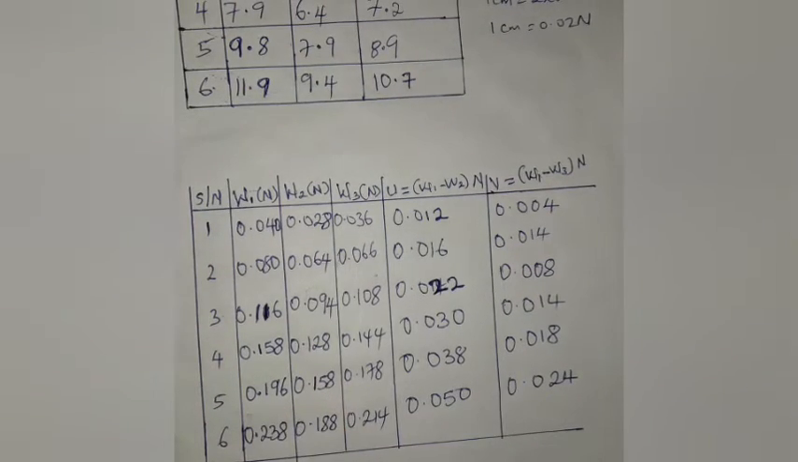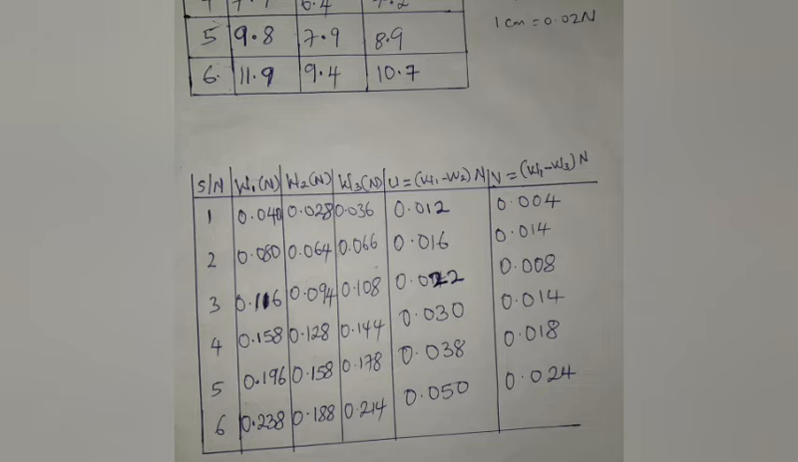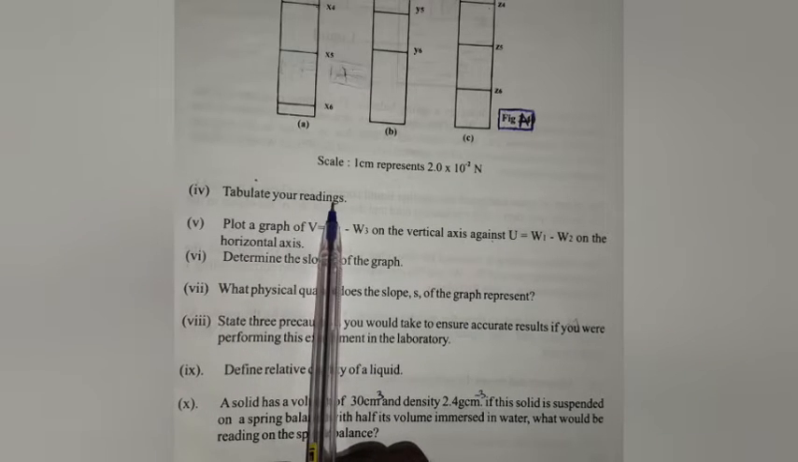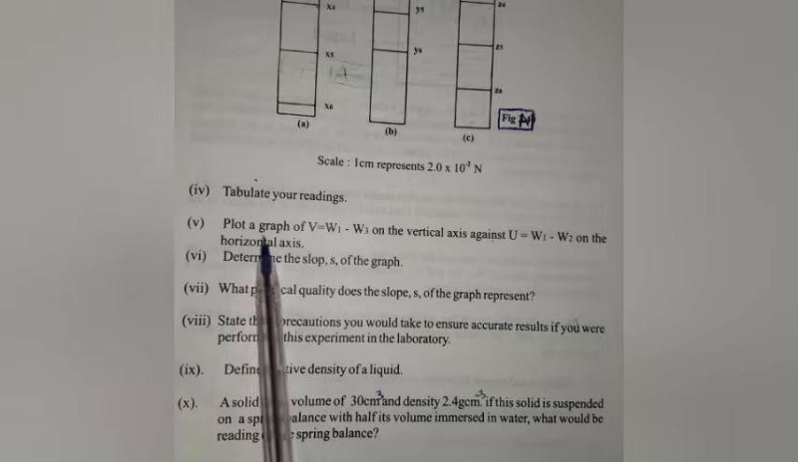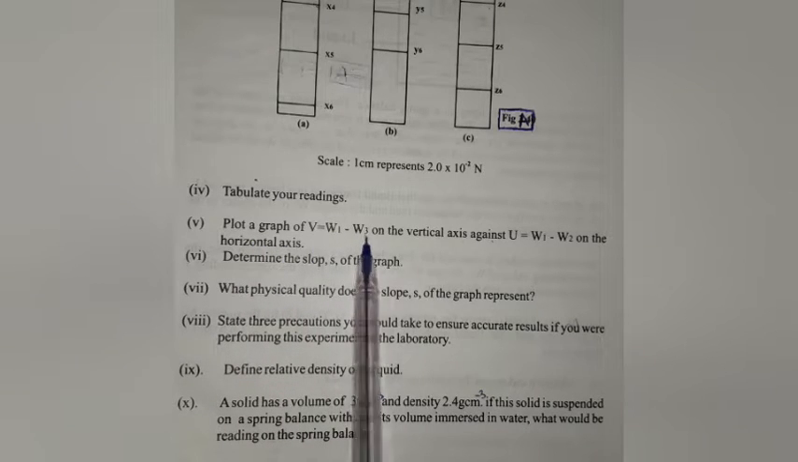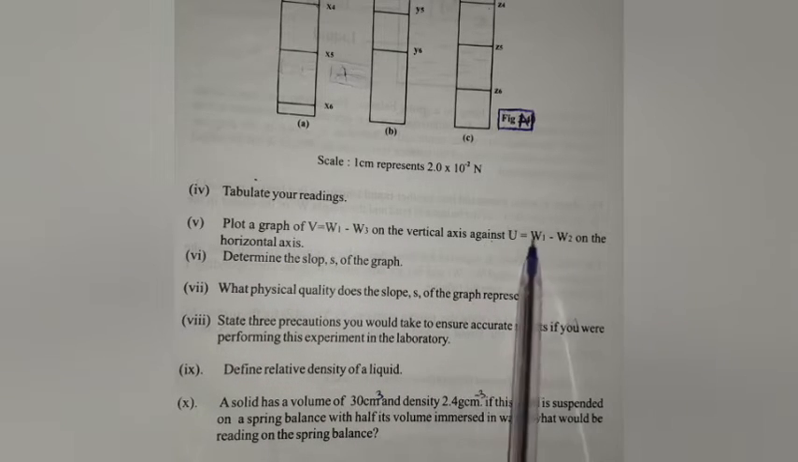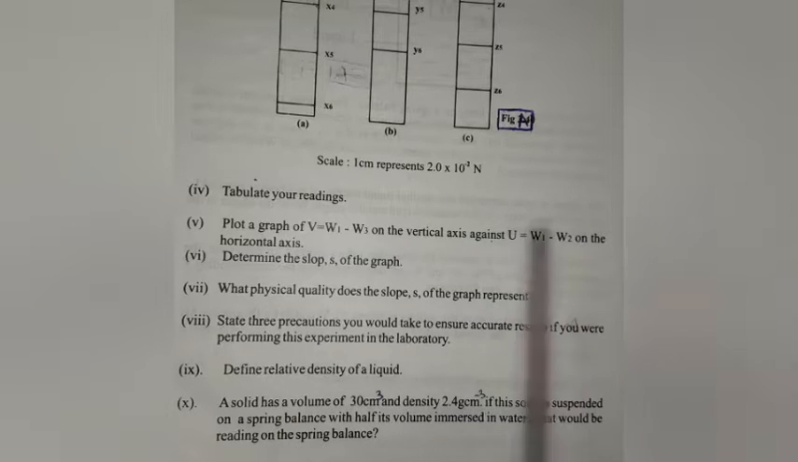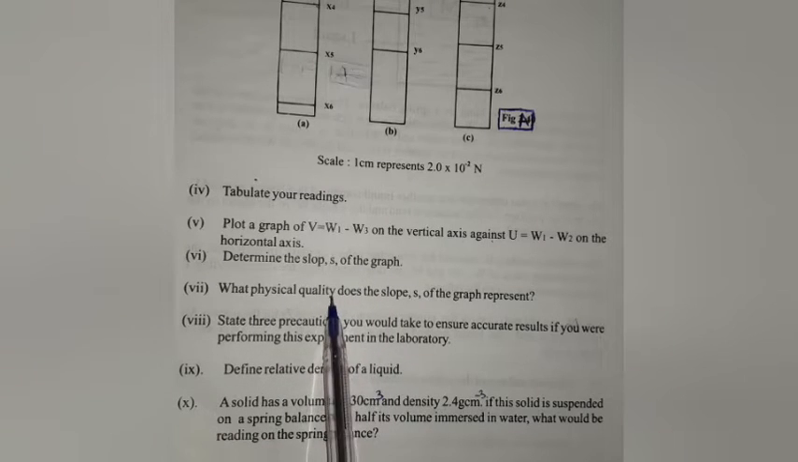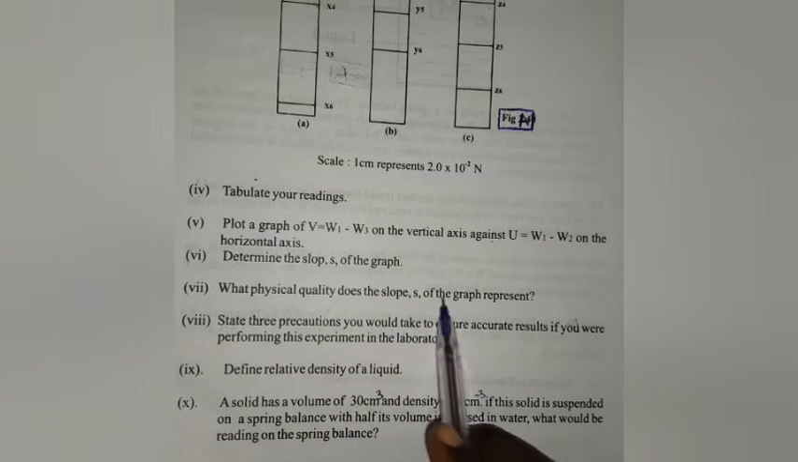Now, the next thing is to look at the remaining part of the question and see what they ask us to do, to plot a graph and what else. So here, okay, we have tabulated our readings. The next is to plot a graph of V equals W1 minus W3 on the vertical axis against U equals W1 minus W2 on the horizontal axis. Determine the slope S of the graph. What physical quantity does the slope S of the graph represent?